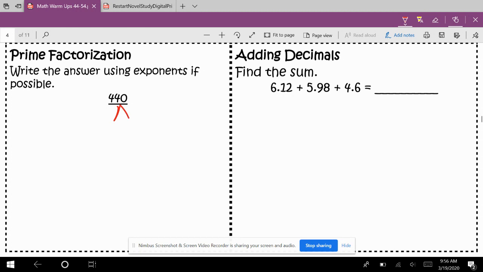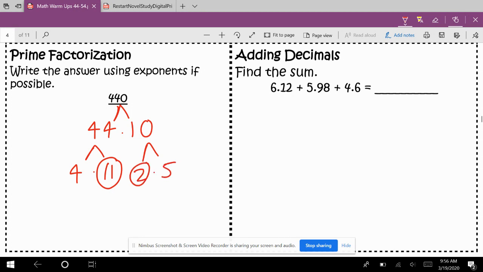Go ahead and make our tree, and you could have started with any 2 factors. So your tree might look different, but as long as you get the same prime factors at the bottom, you'll be fine. So I'll just show you an example here. 44 times 10. Neither of those are prime, so I'm going to keep going. 4 times 11. 11 is prime. 2 times 5. Those are both prime.